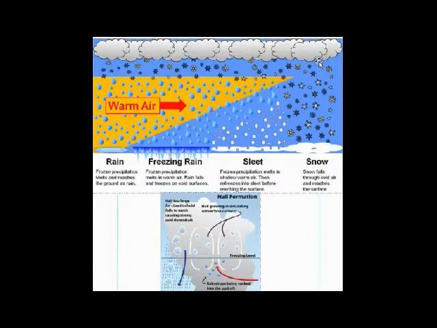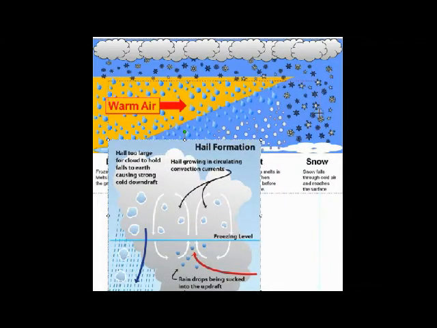Snow occurs when, instead of the warm air going from the cloud base to the ground, it's air that's below freezing. So the air all the way up into the cloud is below 32 degrees Fahrenheit, and as that snow falls out of the cloud, it stays snow all the way until it reaches the ground. The 5th type of precipitation is hail. And I'll just blow this up here for us to get a better view of that.